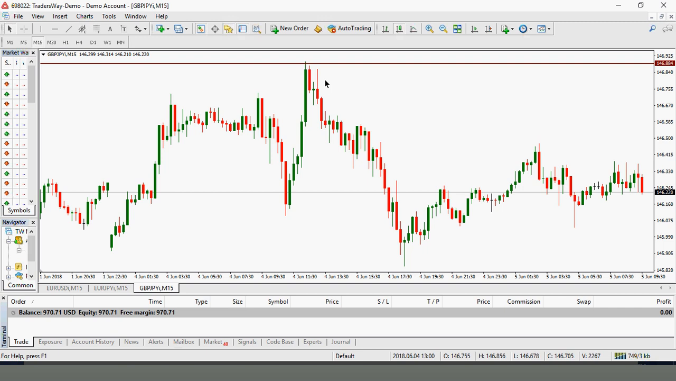So we can see that the market hasn't really gone above this in several hours. So on the 15-minute chart, I typically will plot my fib lines.